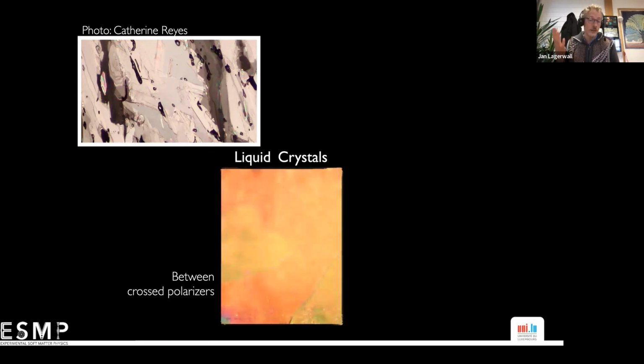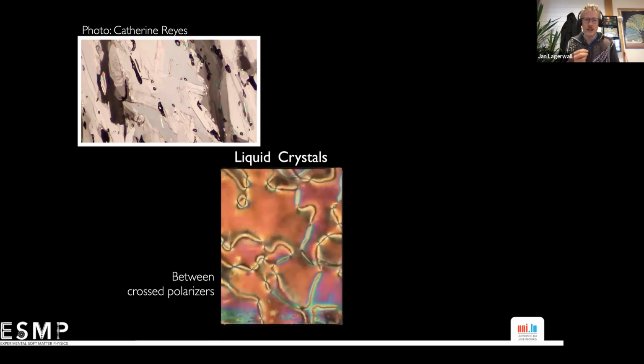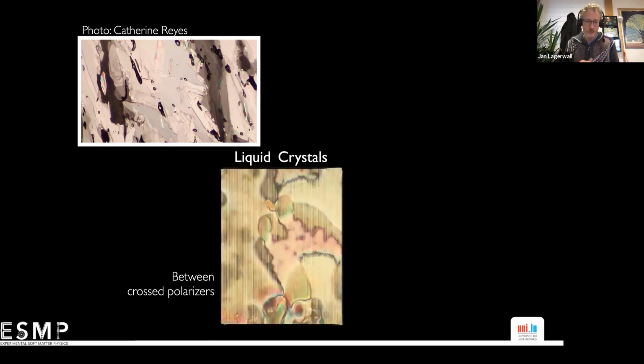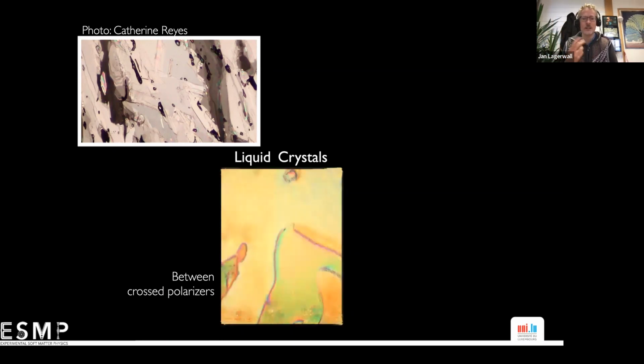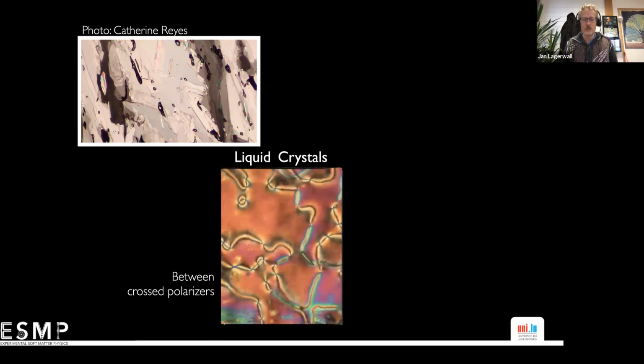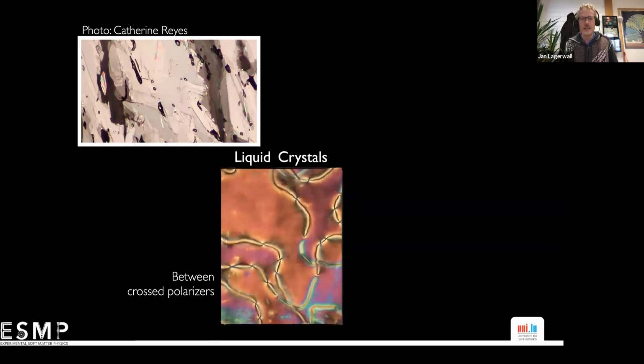And you can clearly see there are colors. So this shows that this is anisotropic, but you also see that it flows. So what I'm doing here is I'm just touching the cover slip with the spatula very gently. And you see this clearly flows, so it's a liquid. And this is an almost contradictory combination of fluidity and long-range order.